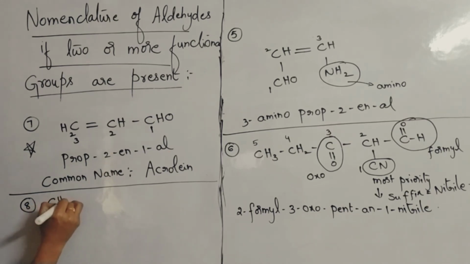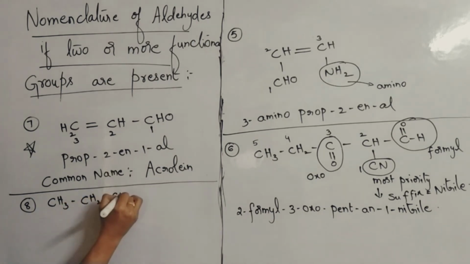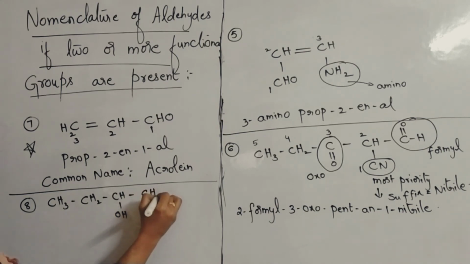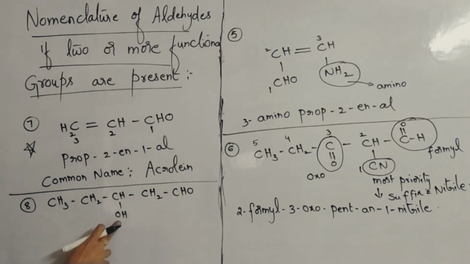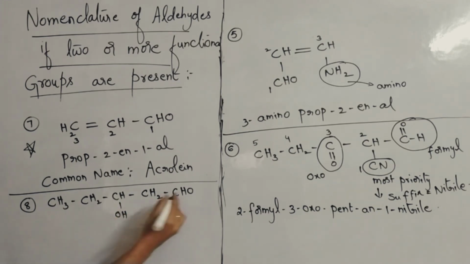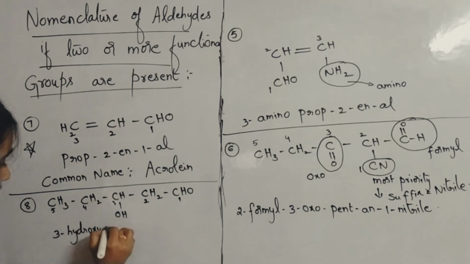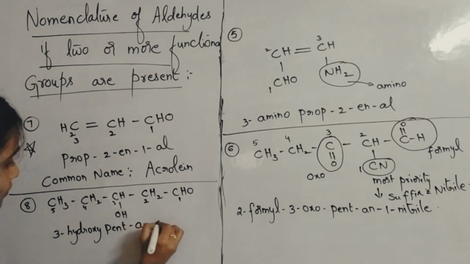Example 8. Take this CH3, CH2, CHOH, CH2, CHO. Here OH is there, here CHO is there. This is also easy only. Aldehyde is more priority than hydroxy. So you'll give numbering from here: 1, 2, 3, 4, 5. So it will be 3-hydroxy pentanal, isn't it? Pent and 1-al.